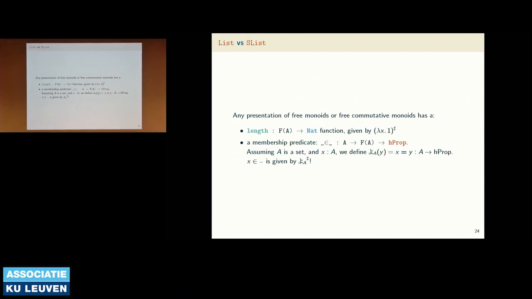Now, let's take a look at some similarities of free monoids and free commutative monoids. So, for example, we can define the length function by just extending the constant function that maps everything to 1. And we can also define a membership predicate by first fixing an element x. And we can define a unital map which takes an element y, and then it gives us the type x is equal to y. And with this, we can just extend the unital map, and then we get a membership predicate.